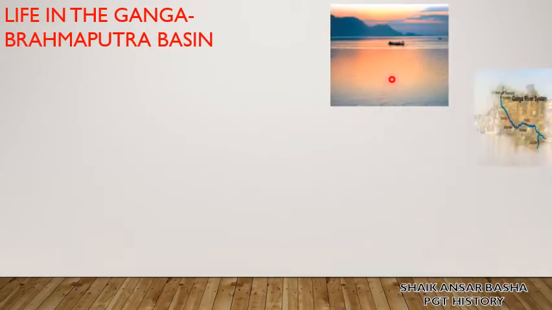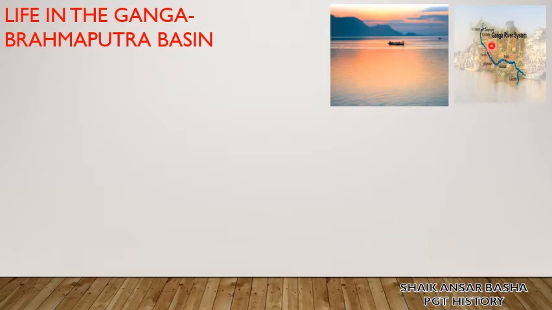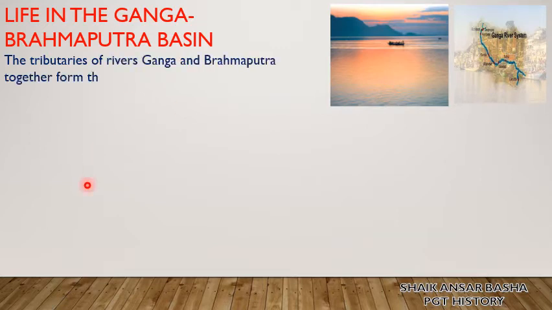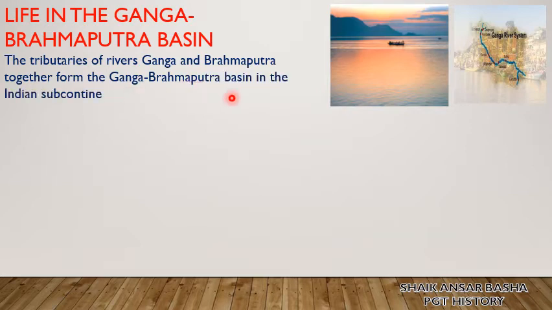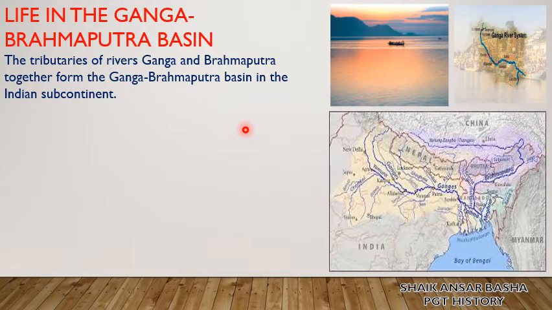This is Ganga, and this is Ganga river, this is Guwahati, Brahmaputra river, and both together we are having, you can say, the Ganga Brahmaputra basin. The tributaries of river Ganga and Brahmaputra together form the Ganga Brahmaputra basin in the Indian subcontinent. This is the Indian subcontinent. You can find it here. This is coming here, and it is known as the Sangpo in China, and then Brahmaputra in India, and then Padma and Meghna. Different names are there for that.